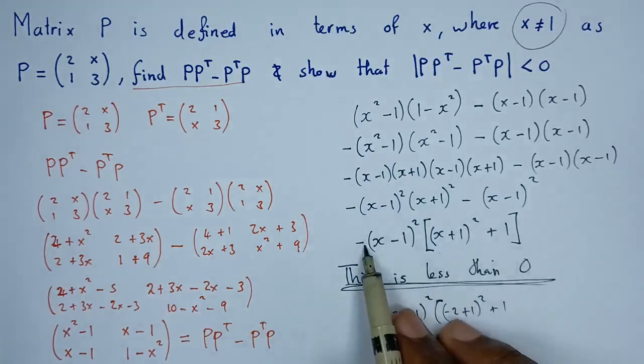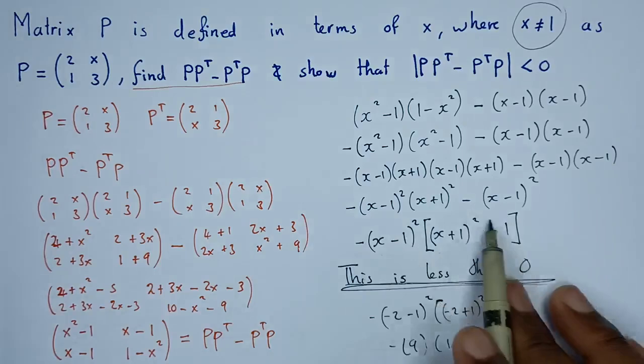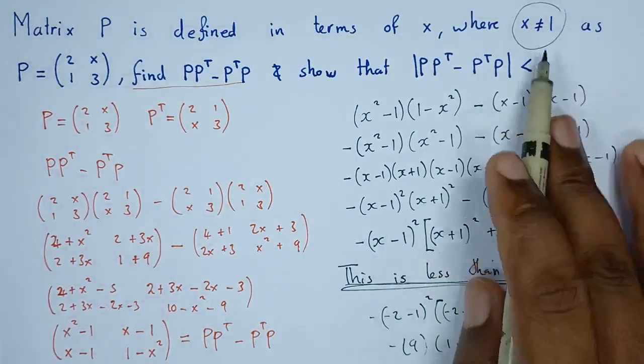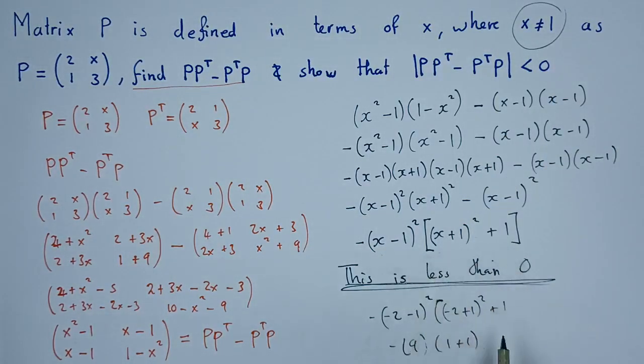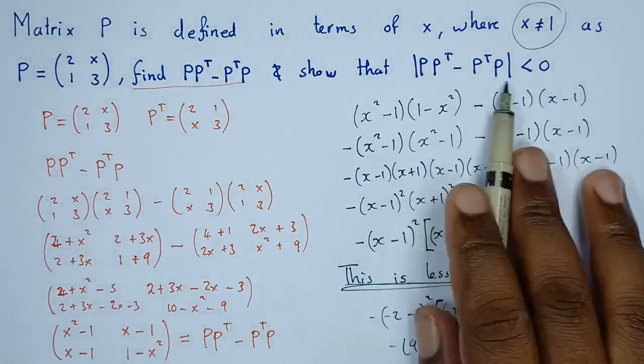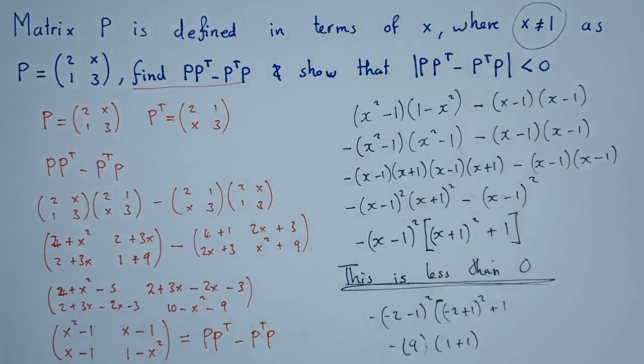So this negative will allow whatever number you replace x with, except 1, you will always get a negative number, meaning that this whole expression is less than 0. So this is how we show it.